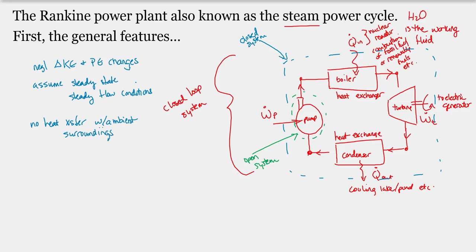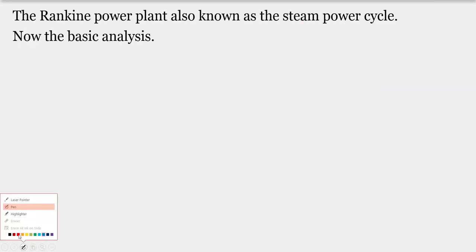Okay, so these are the same assumptions that I would make regardless of whether the system was an ideal system, a Carnot system, or an actual system like our Rankine power plant. So there are my general features. The next step is to apply what we know about these different pieces of equipment and what we know about the conservation of energy. Okay, so let's do our basic analysis.